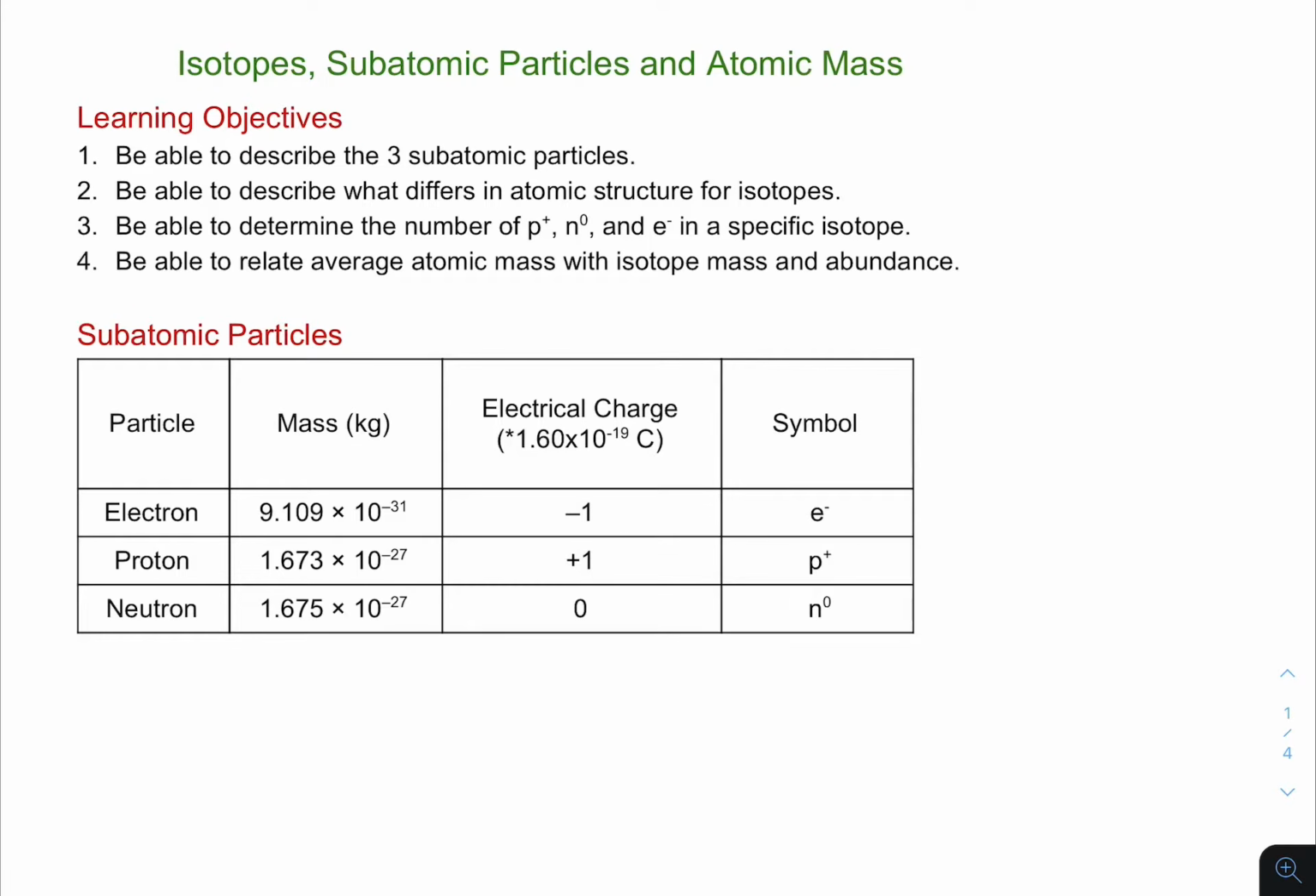So first here, we just have an overview of subatomic particles. We have a relationship between mass, charge, and then how we symbolize that when we're talking about these. So we've already discussed the discovery of these protons, neutrons, and electrons, the subatomic particles. But here what we're doing is we're looking at, well, what are their actual charges and symbols?